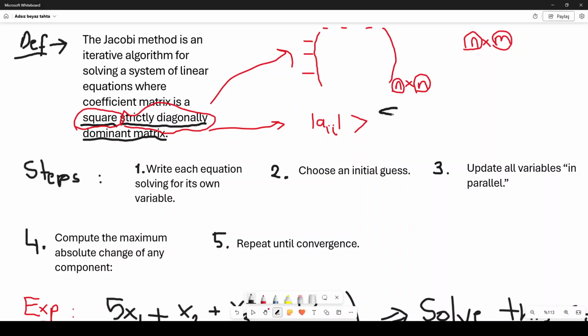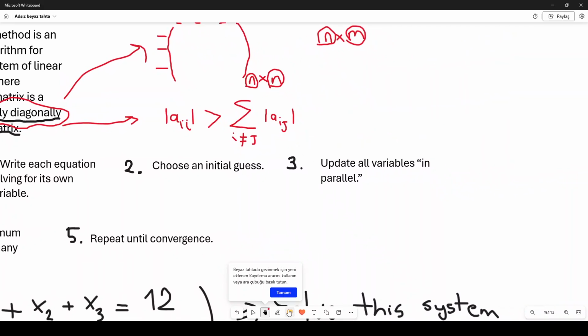But greater than what? Let me write it in red color, just to bring your attention to this point, where i is not equal to j, we sum over the absolute values of a_ij. What does that mean? This is the technical definition, but let's get into details. Here's what I mean.